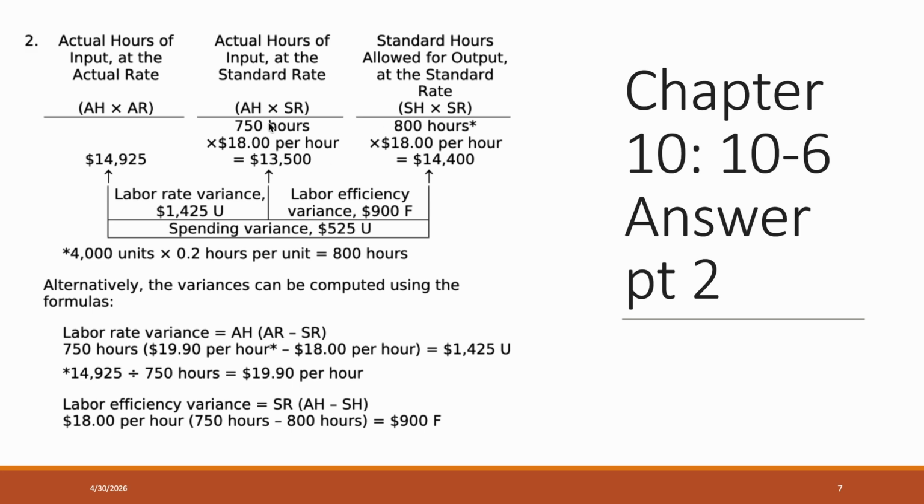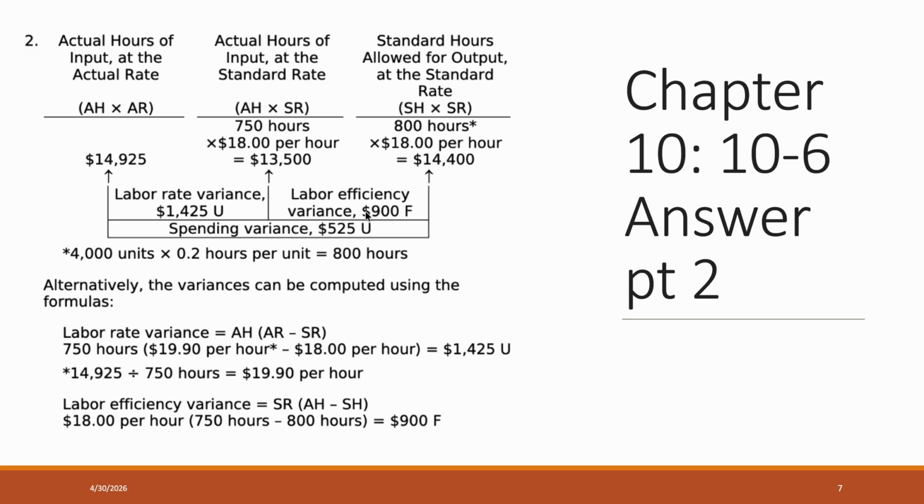But we would have to do the math for the actual hours times the standard rate and the standard hours times the standard rate. But pretty simple math here, same exact steps as I outlined in the solution to number 1. And that gives us our labor rate variance, the difference between the actual and the actual times the standard. So that is a labor rate variance of 1425, and that's going to be unfavorable as our actual hours cost more than at the standard rate.